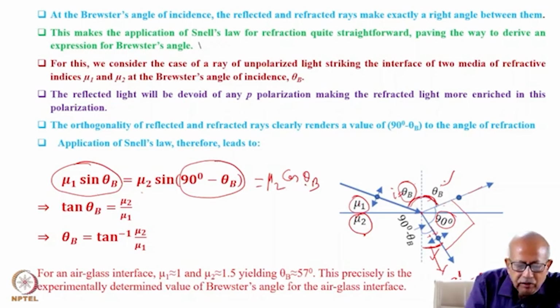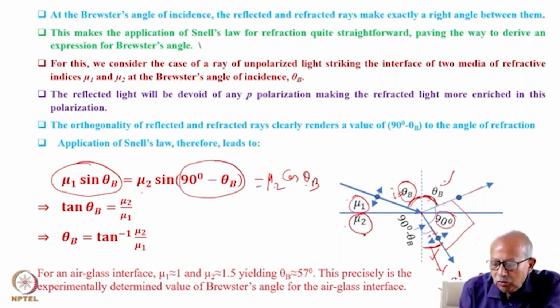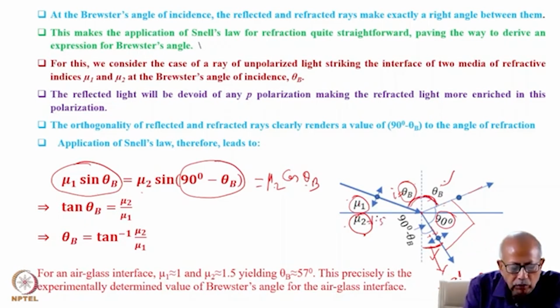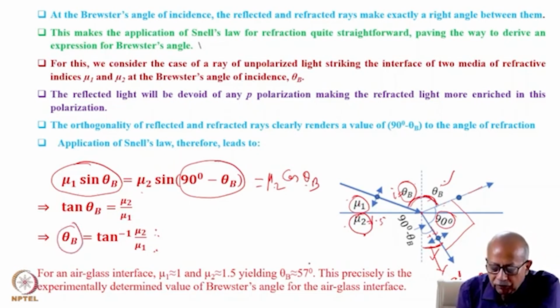So tan theta b is equal to mu2 by mu1. Now if you consider air and glass, for which mu1 is 1 and mu2 is 1.5, you will see, if you plug in those values, that the Brewster angle for an air to glass interface will be 57 degrees. This is precisely what we also observed through the experiment.